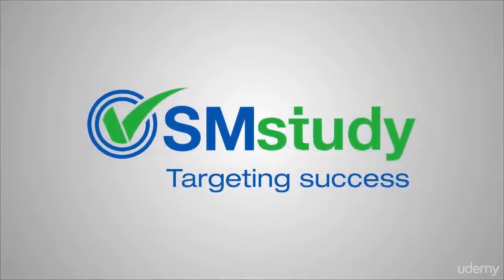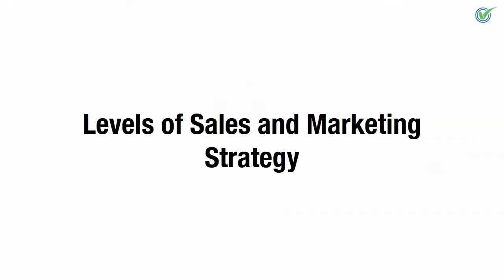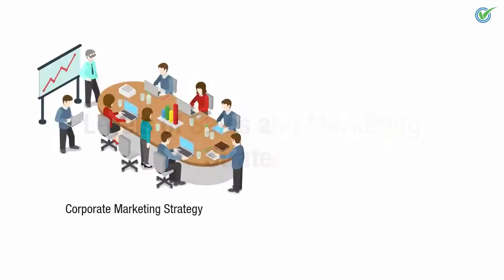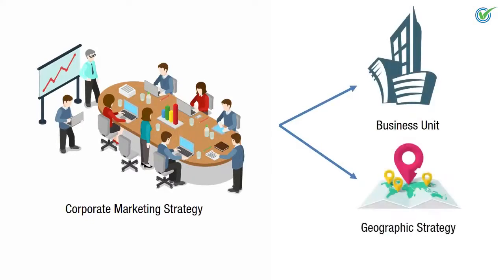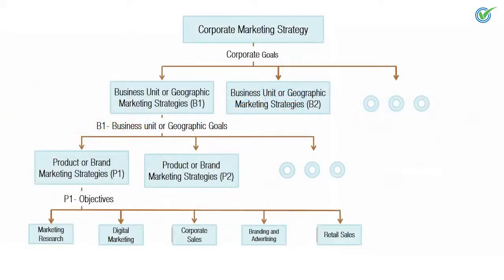In this module of our video introduction to the SMstudy Guide, we'll discuss various levels of sales and marketing strategy. The corporate marketing strategy, which is a component of the overall corporate strategy, is further divided into various business unit or geographic strategies, which in turn are further divided into particular product or brand strategies for each product or brand. This chart depicts the relationships between different levels of marketing strategy.